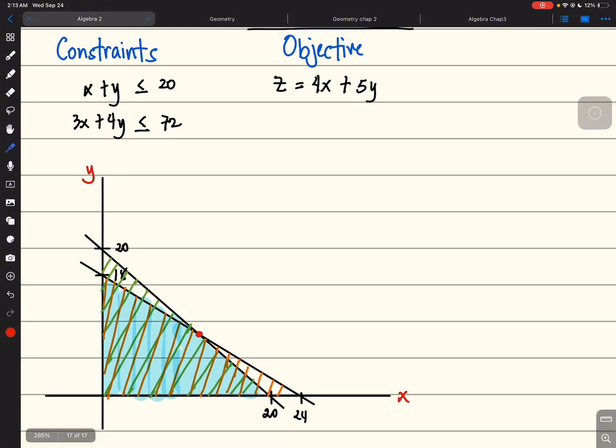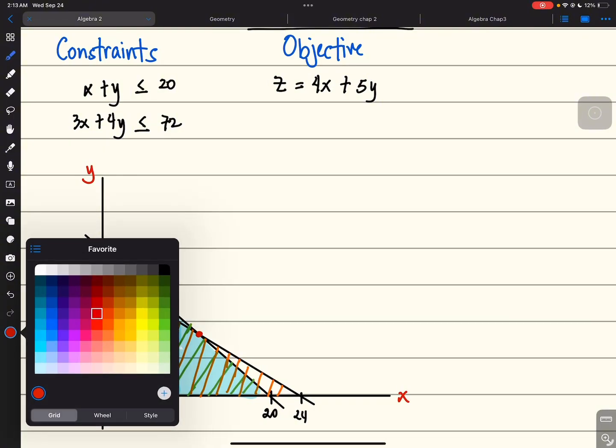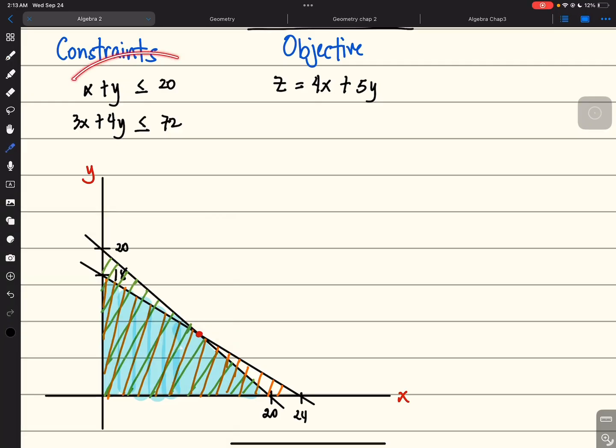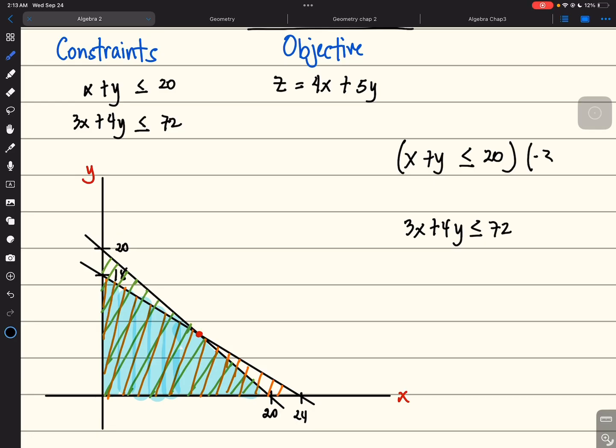So in this case, I'm going to use elimination. So all you have to do, copy these two inequalities: x plus y less than or equal to 20, 3x plus 4y less than or equal to 72. And then I'm going to multiply the first inequality by negative 3. So that will become negative 3x minus 3y less than or equal to negative 60.